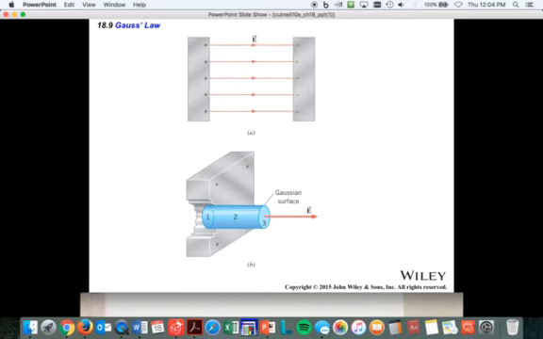And so for a Gaussian surface, something convenient to use is a cylinder, a square, or a sphere. And since it's three-dimensional, it's easiest to work in spheres. That's why we like to use spheres. There you go. We are done.